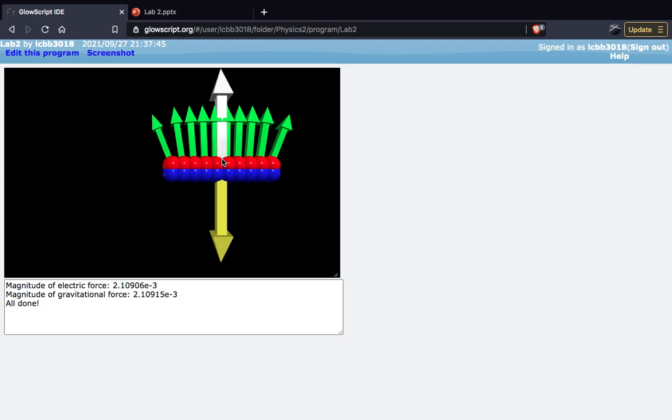The force of the electricity from the bottom tape goes up, and then the force of gravity, which is pulling the top tape, is going down. The electric field from the bottom tape is shown by all these lines, each going from each of the charges. And as you can see, the magnitudes are practically equivalent.